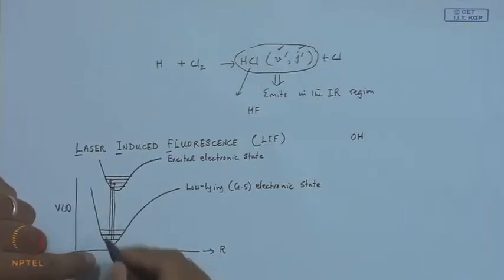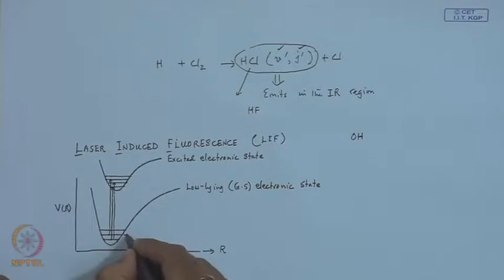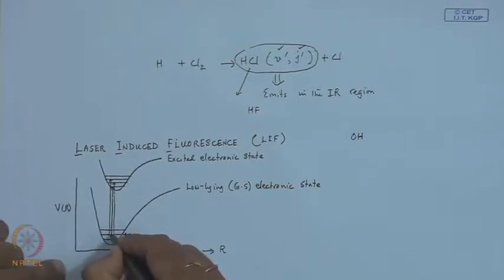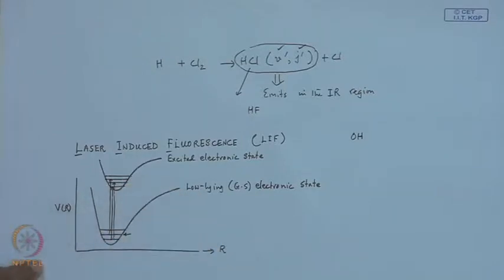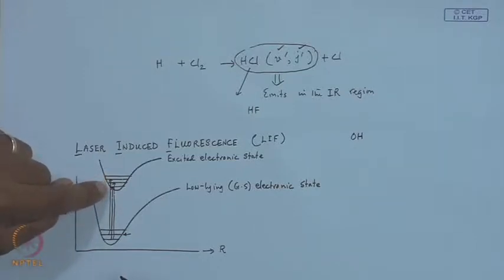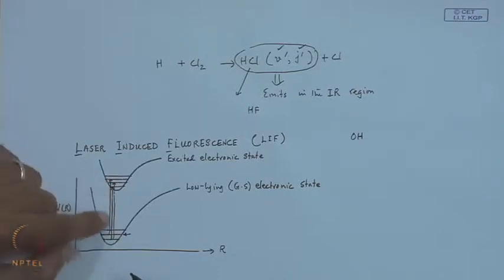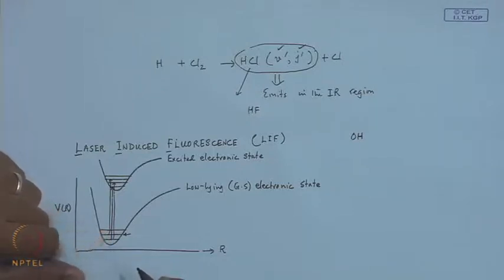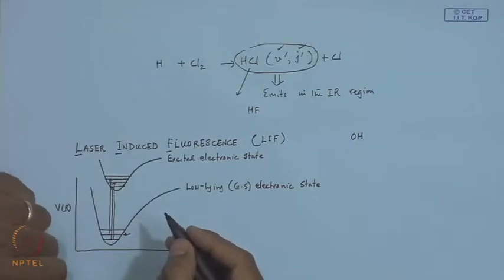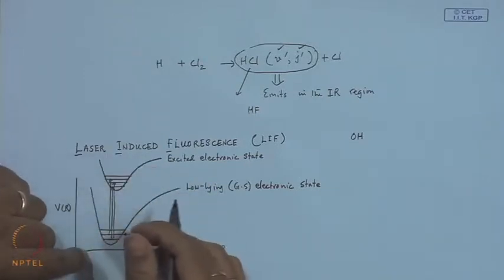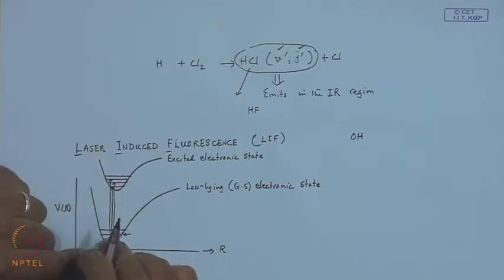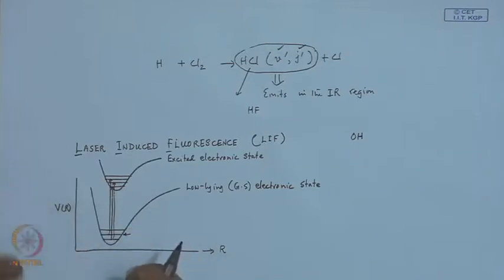And if the population of this state is more than the other one, say this one is more populated compared to the other, then the absorption cross section will be more, and correspondingly the upper state population will be more. So the intensity of your emitted light will be more. If we do this excitation, then the possibility is that more than one level gets involved. In that case you may observe unresolved emission.